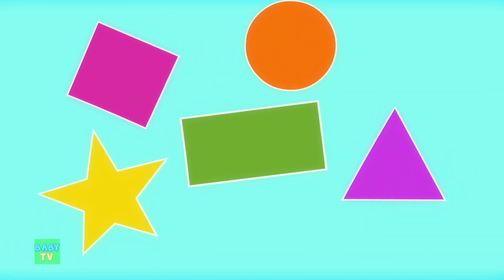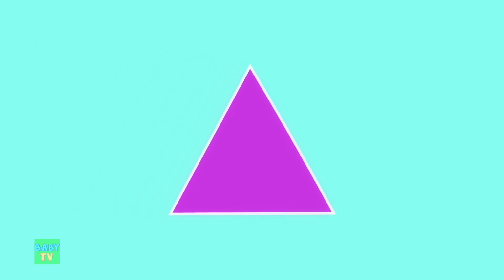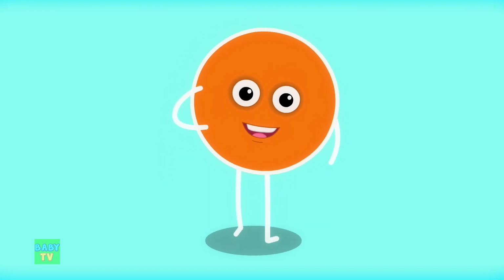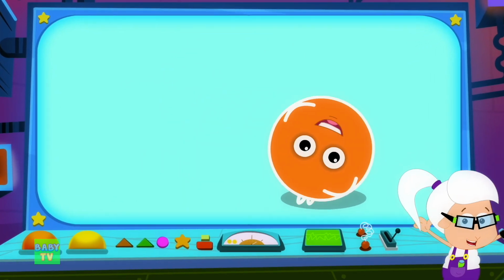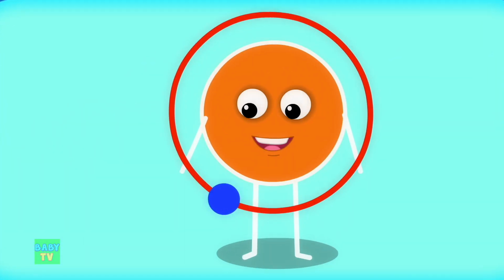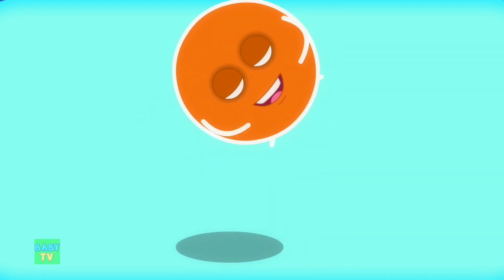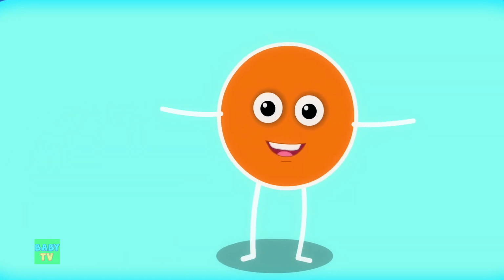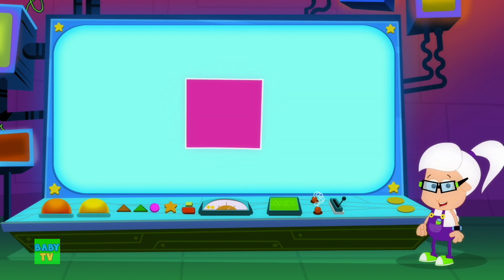We are shapes! Yes, we are shapes! Triangle, rectangle, circle, oval, square. I'm a circle, round and round, round and round. Round and round, I'm a circle. Square, triangle, rectangle, circle, oval, square.